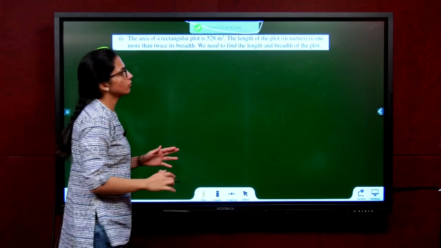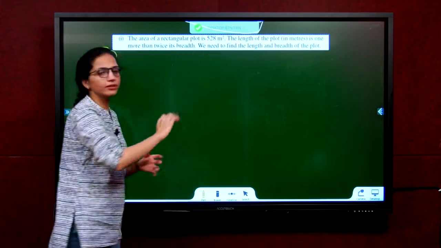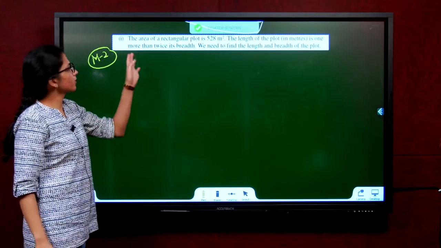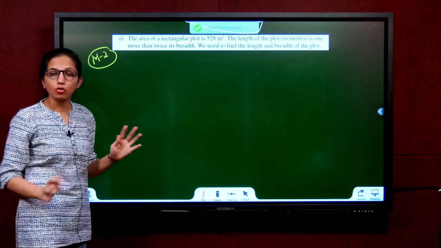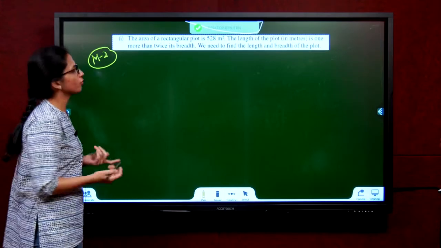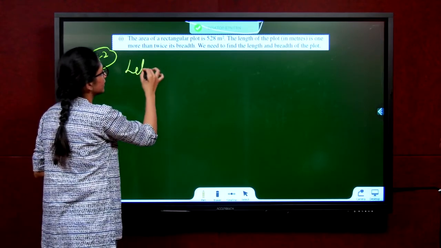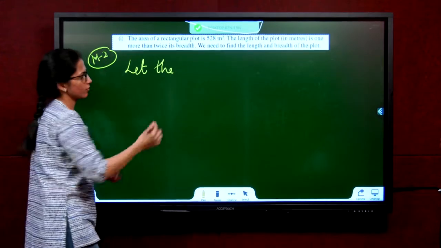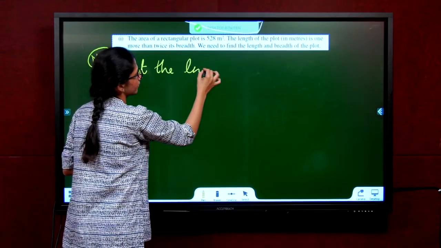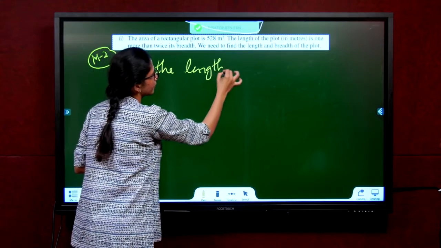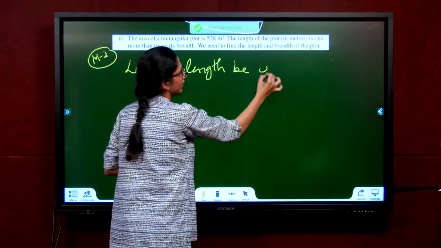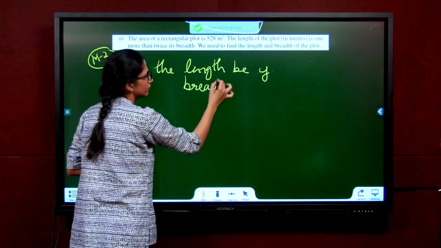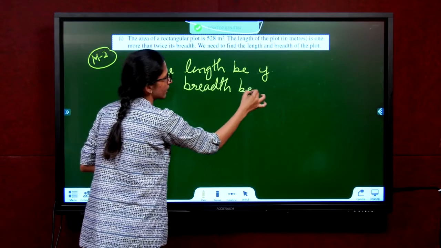So they have given you the area of the rectangular plot is 528. The length of the plot is 1 more than twice its breadth. So confusing. So what do you decide to do? You decide to take, let the length be x or y, anything you can take. I will take it as x here. Let the length be, okay, let's take y, and let the breadth be x.